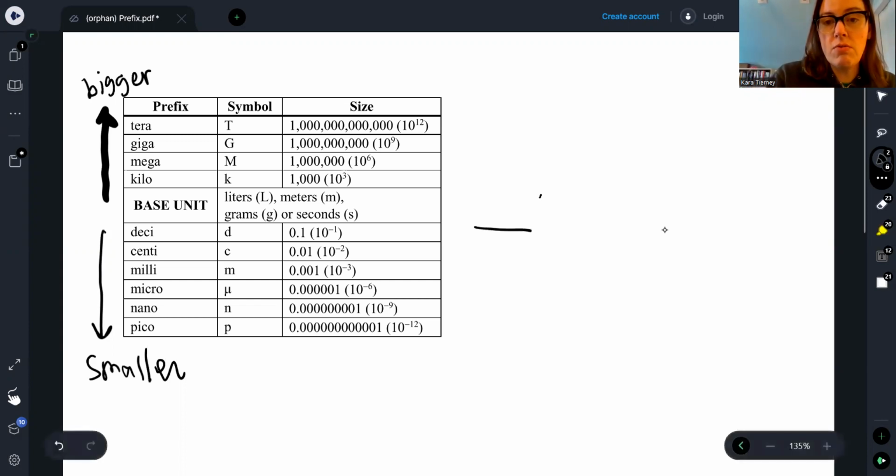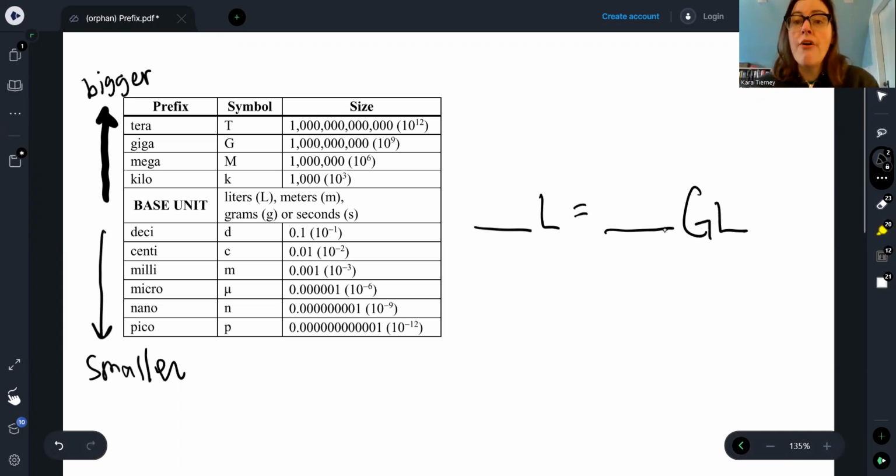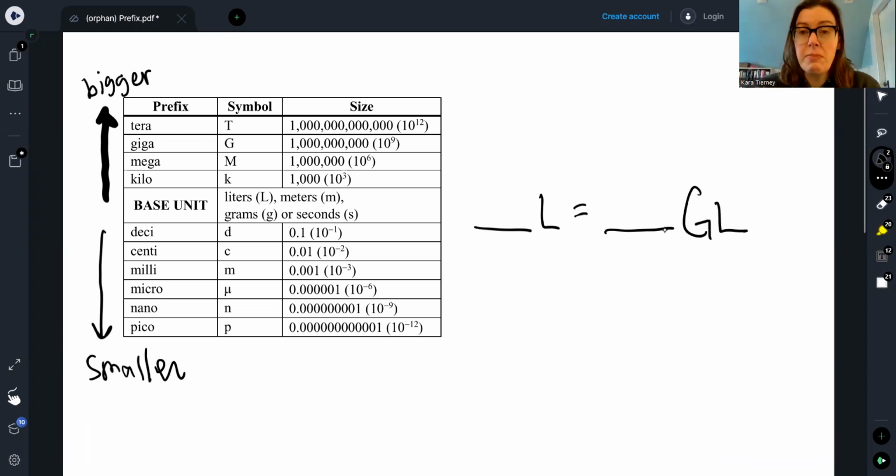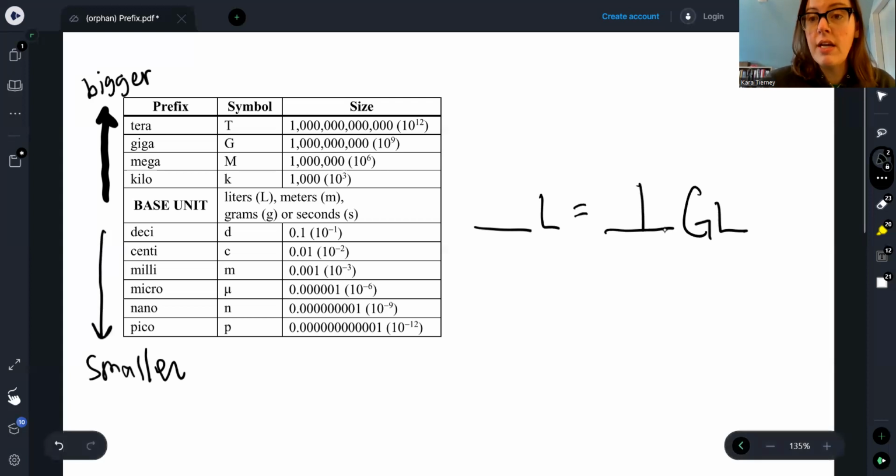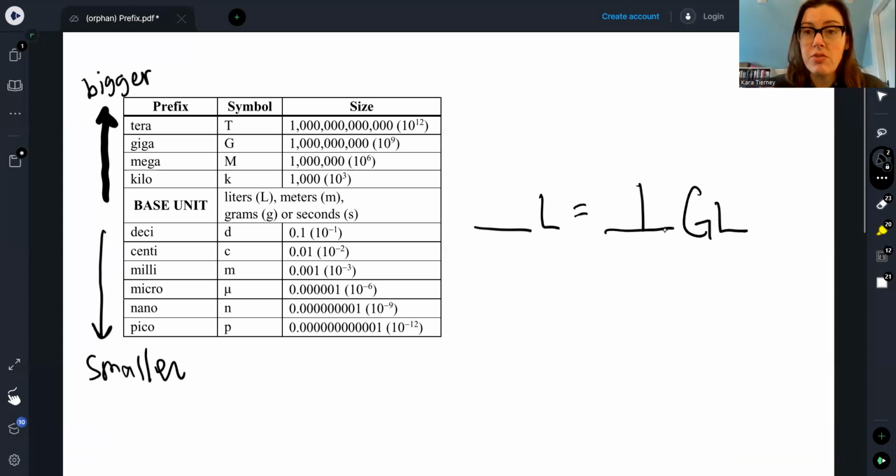So let's say I want to relate liters and gigaliters. First thing we do is we pick which of the two units is bigger. That always gets the 1. So if I'm looking at liters and the giga on my chart, I see that giga is much bigger. It's higher up, so that gets the 1. Now, in our equations, we're only allowed to have one prefix. So in this case, that's the giga.